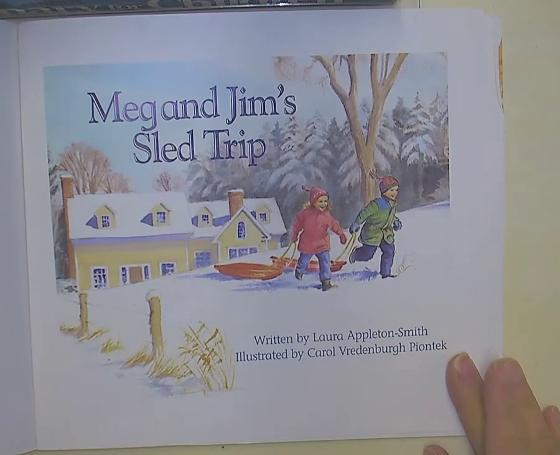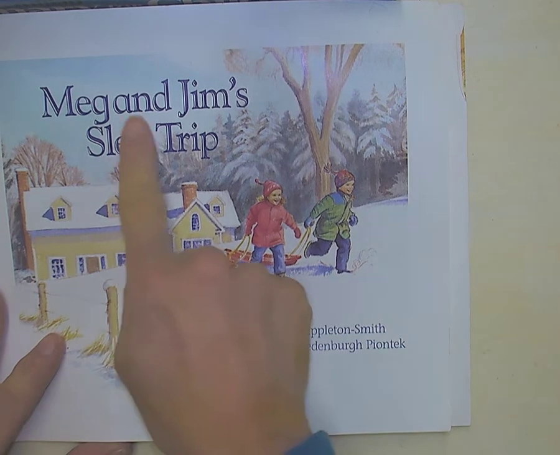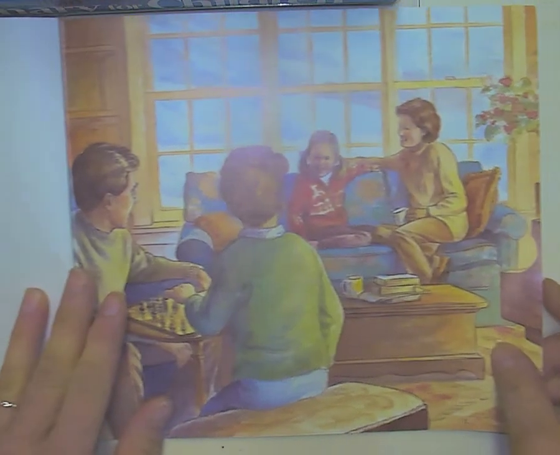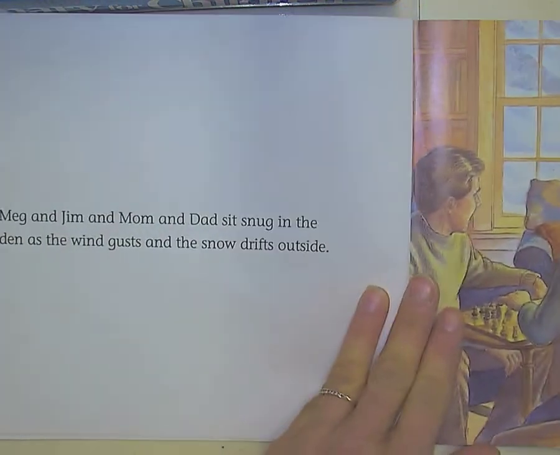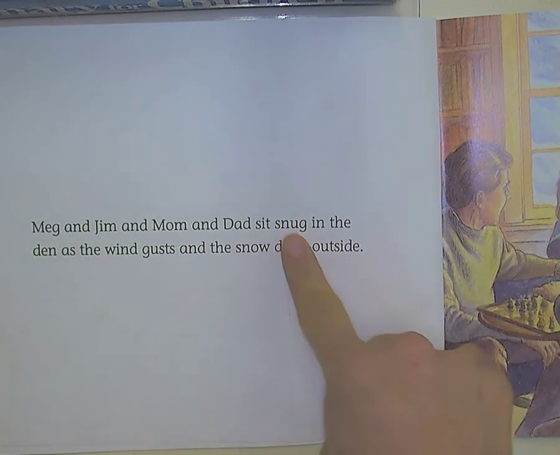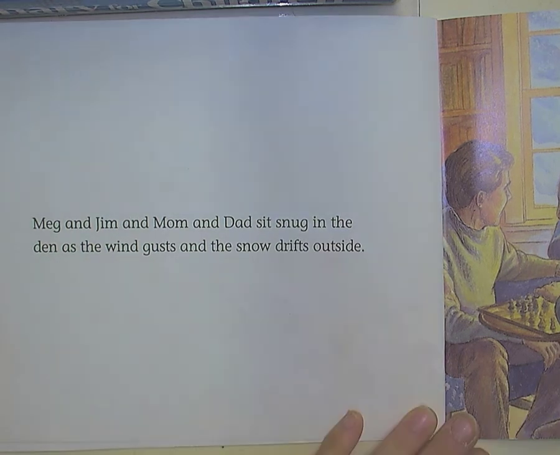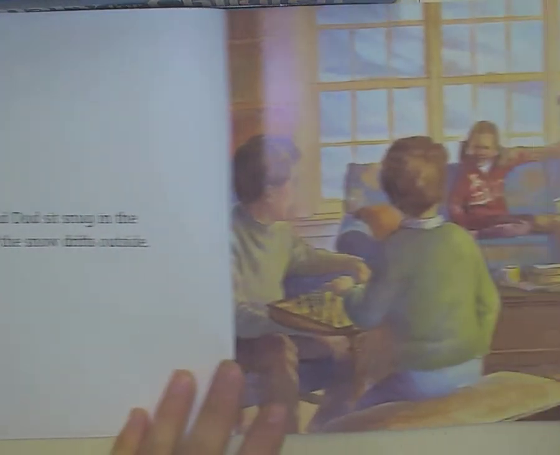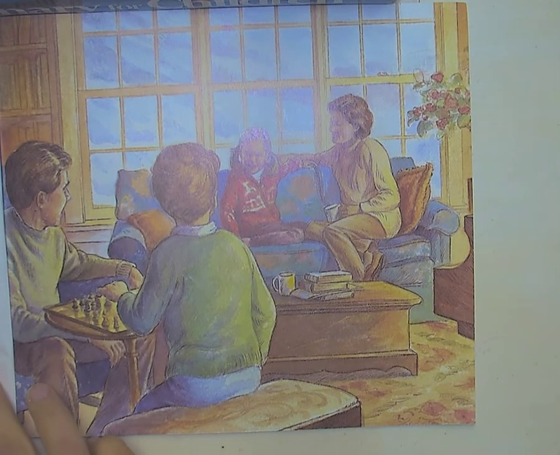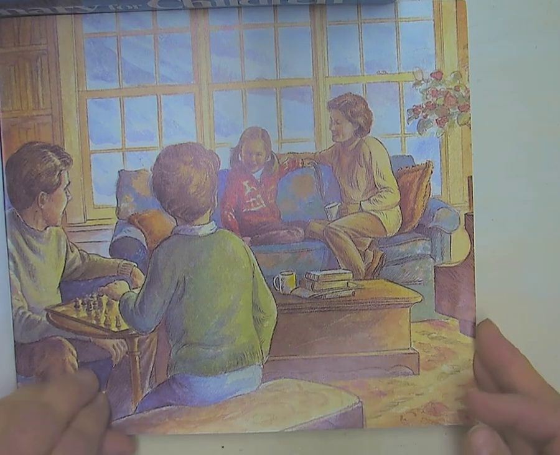Let's see what happens as I work through it, because good readers always think about their reading as they go through the book. Meg and Jim's sled trip. Meg and Jim and Mom and Dad sit snug in the den as the wind gusts and the snow drifts outside. So already my schema is changing because I now know they're probably in some kind of a snowstorm that's happening. And so they're all just looking for something to do. And maybe they don't even have school that day because it got canceled because of the snowstorm.